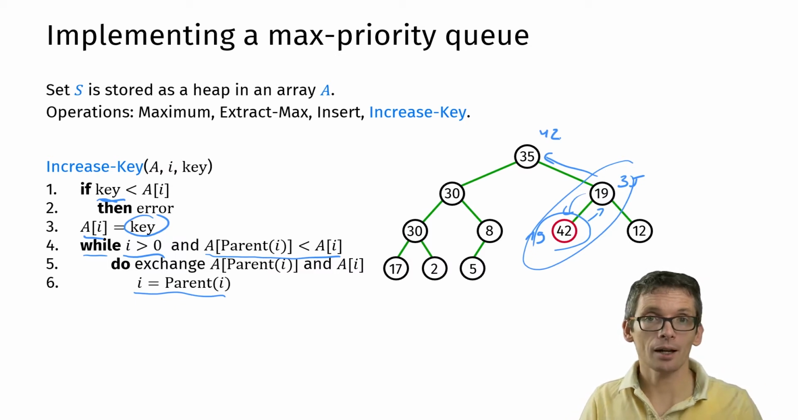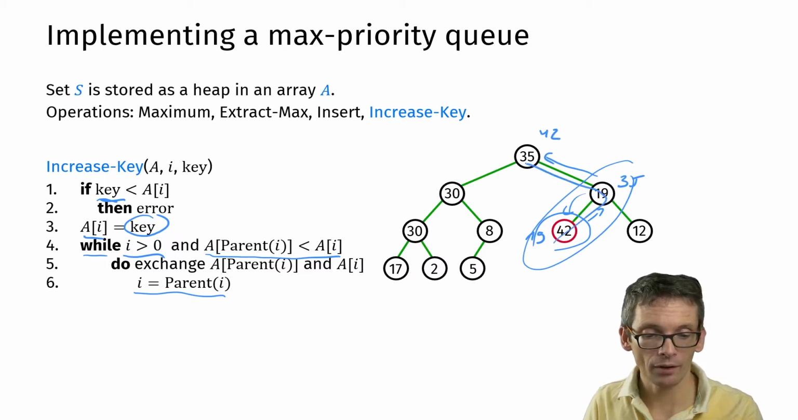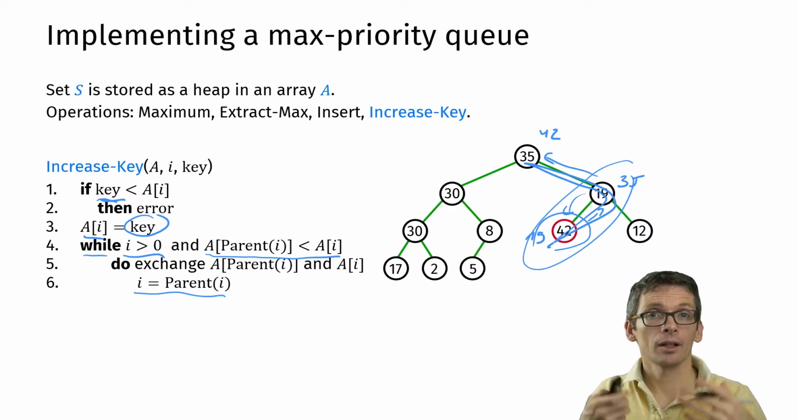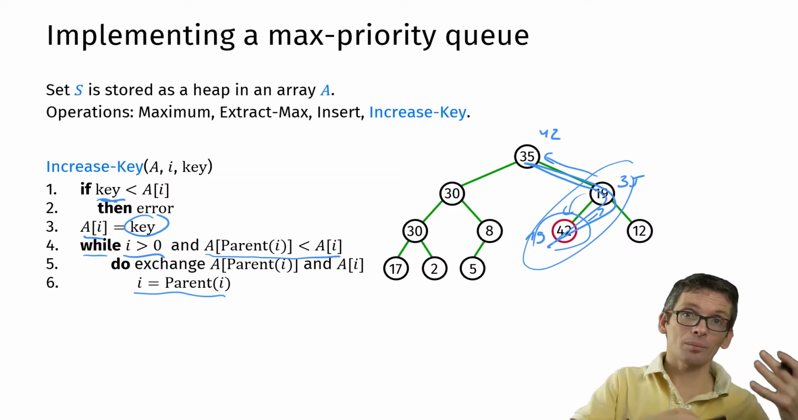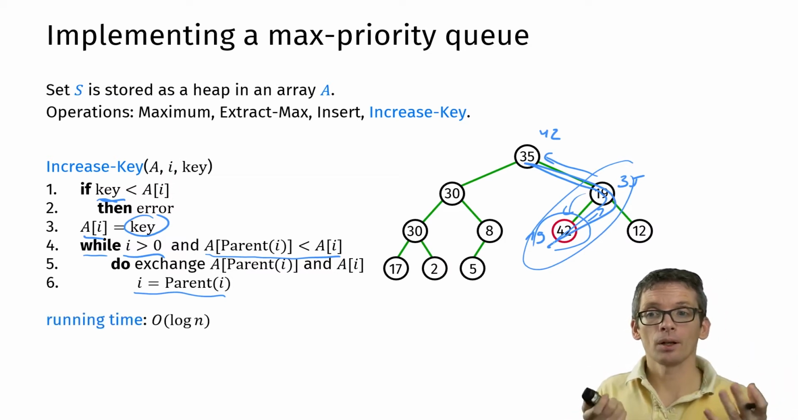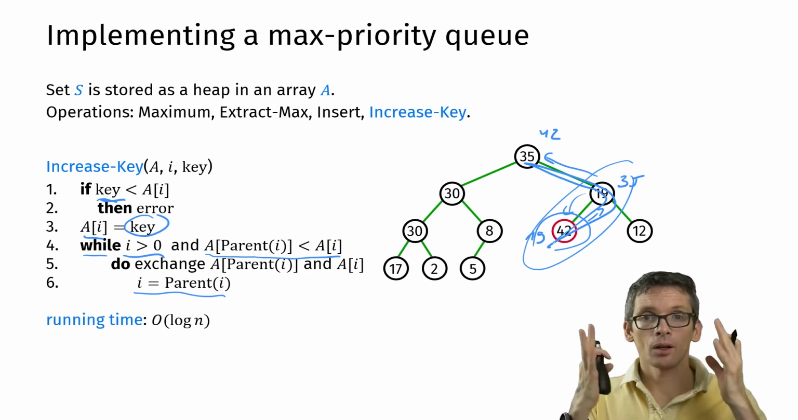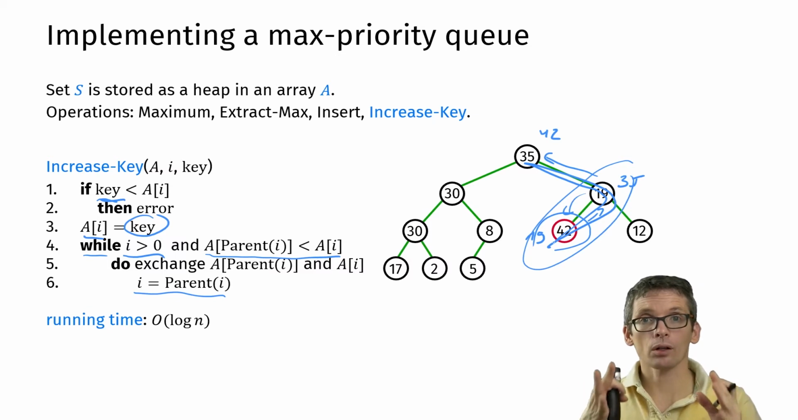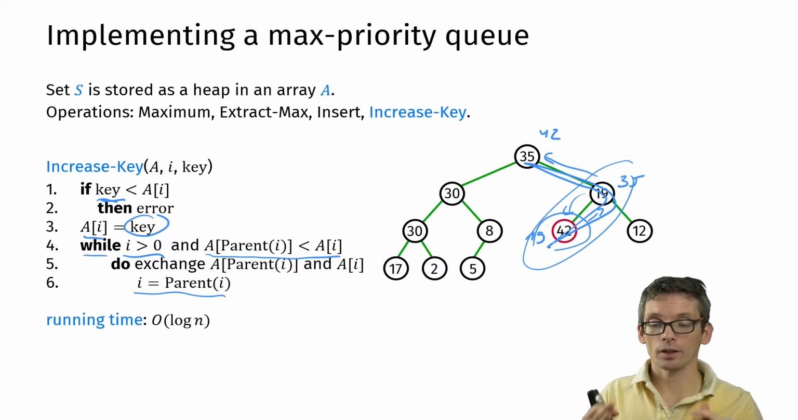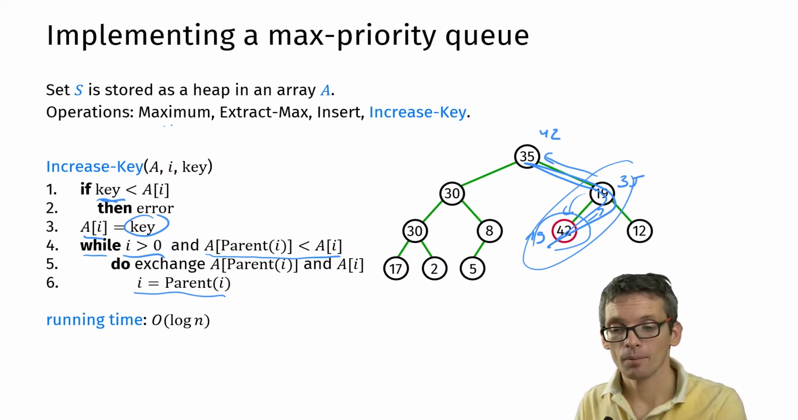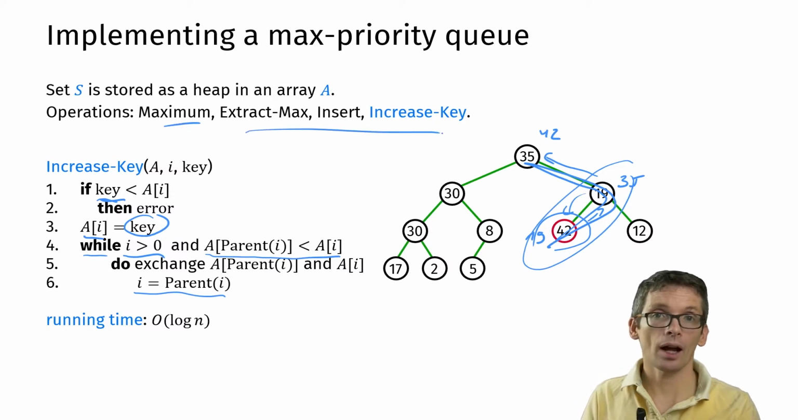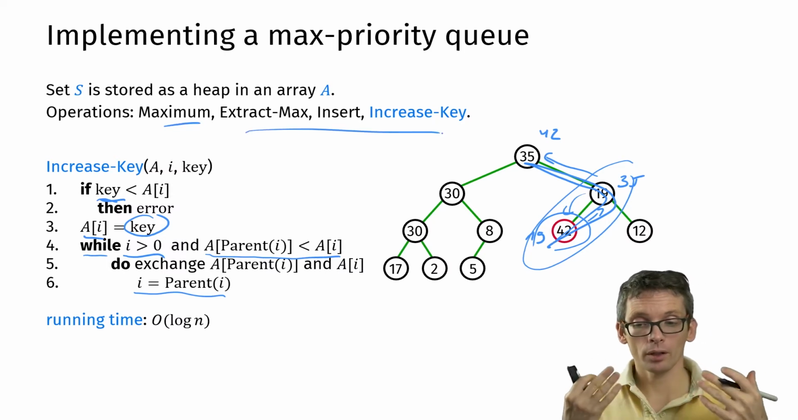The running time corresponds to the length of this path. The length of this path is again bounded by the height of the heap. So the running time is order log n. So now we have our operations in the time that we wanted to have: maximum in constant time, all other three in time order log n.